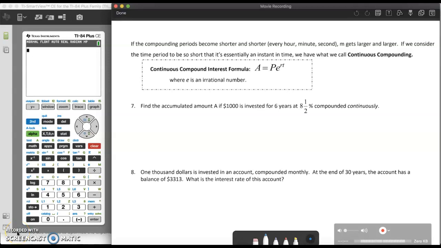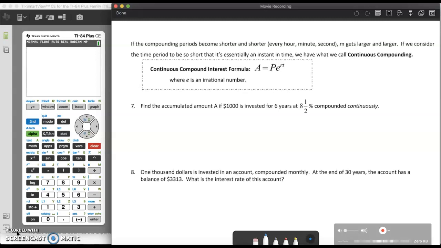Okay, so we talked in our prior video about how as the compounding periods become more and more frequent, then you're actually going to earn more and more interest on an investment like that. So what if the compounding periods become shorter and shorter? So we've got all the way down to daily. What if it was every hour, minute, or second? M would be getting larger and larger.